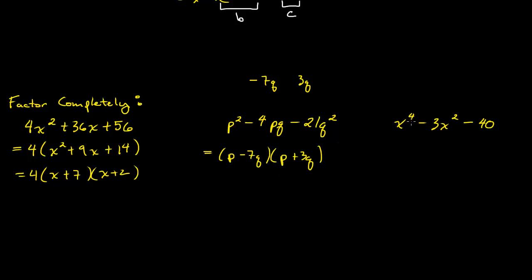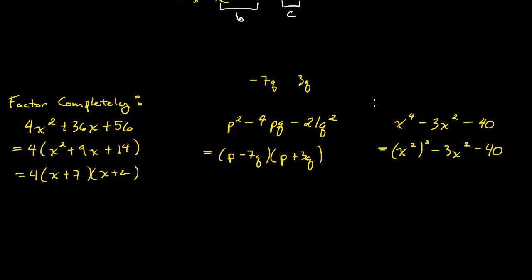In the last example, I have x to the power of 4 minus 3x squared minus 40. Again, I have a quartic term here, and the middle term is a quadratic, so that looks a little different from the form of the trinomial above. But I can rewrite x to the power of 4 as x squared, squared, because when I raise a power to a power, I multiply the exponents. Minus 3x squared minus 40.